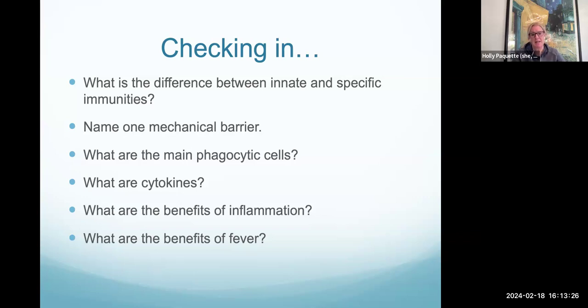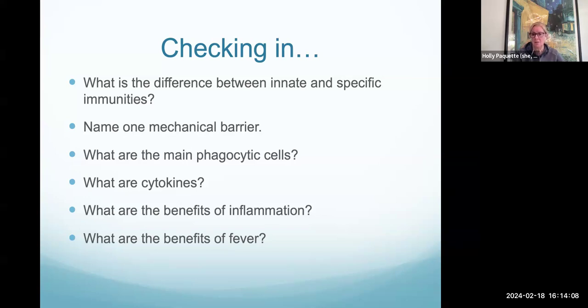The second question is asking, name one mechanical barrier. I think of the cilia in our respiratory tract that actually move dust and particles up the respiratory tract and out of it so that things can't get to the lungs. What are the main phagocytic cells? That would be the neutrophils, monocytes and macrophages, and dendritic cells. What are cytokines? These are chemicals that coordinate and activate the immune system and allow communication amongst the different cells in the immune system.